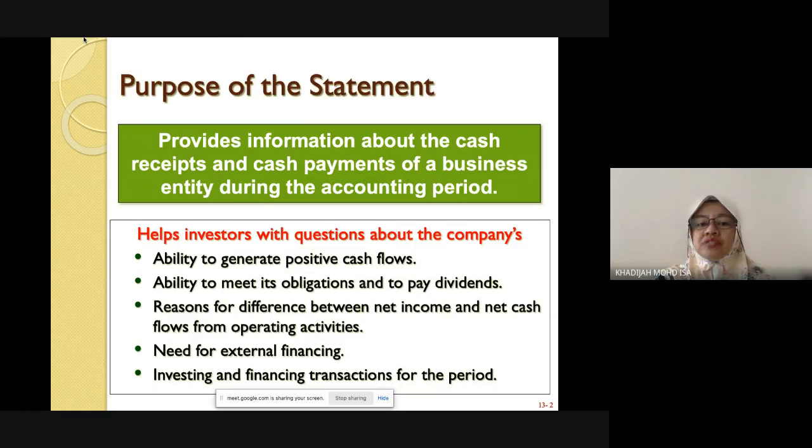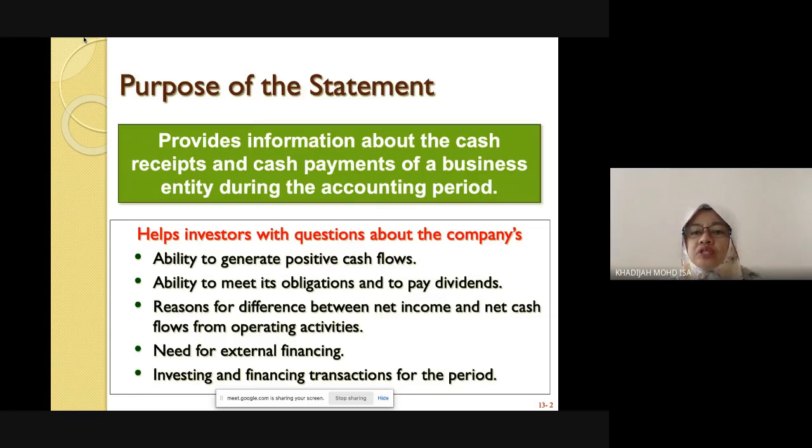The cash flow statement provides information about the cash receipts and cash payments of a business during the accounting period. Cash receipt is what we call cash inflows, and any cash payment made by the company to others is the cash outflows. So you're going to see the difference between cash inflows and cash outflows. At the end of the day, you want to see the net change. Is the cash inflow more than the cash outflow? Of course, for a company, cash inflows are more favorable as compared to cash outflows.